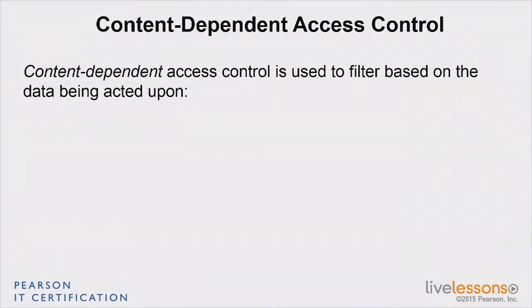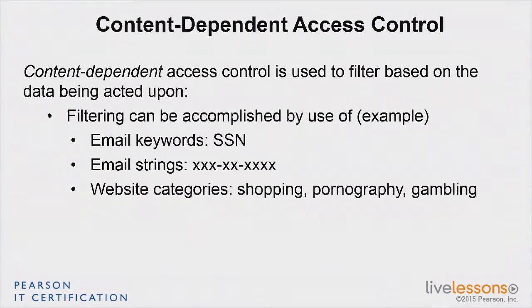We can have content-dependent access control, and content-dependent access control is used to filter based upon the data being acted upon. Now, filtering can be accomplished by the use of, and this is just an example, maybe email keywords, maybe social security number, or email strings. Maybe we have what looks like social security numbers in it, or maybe website categories. Again, the first two examples are if we were using email, the third example is if we were doing web browsing, but it's based on the data being acted on.